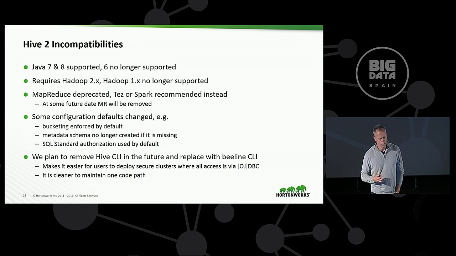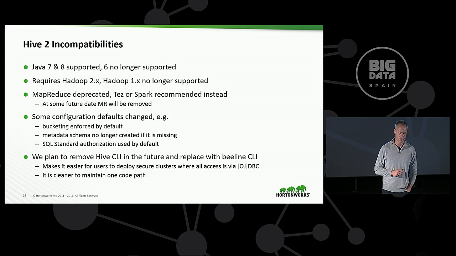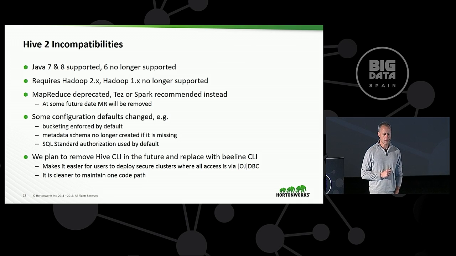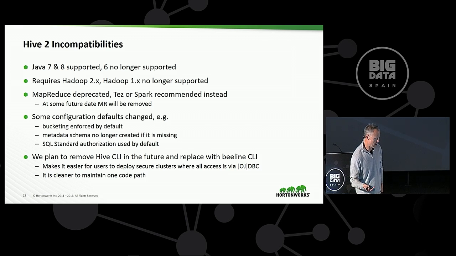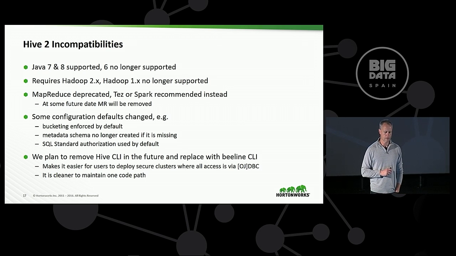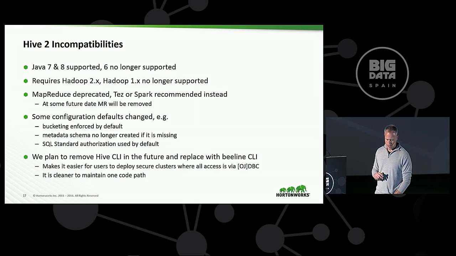Something that catches people by surprise when they install Hive 2 is we actually change some of the default configurations. For example, we turn security on by default now instead of having it turned off by default. We enforce some things like bucketing if the table says it's bucketed that we didn't enforce before. Some things like that, where if you're doing an upgrade and you're not expecting this, you might see some behavior changes.